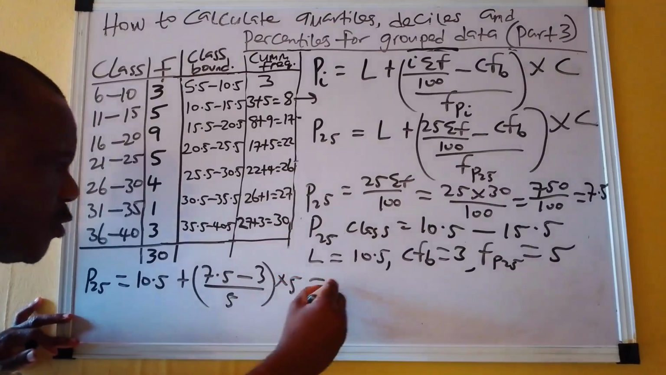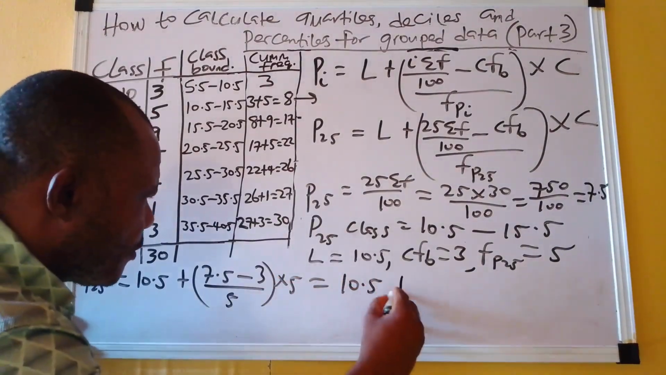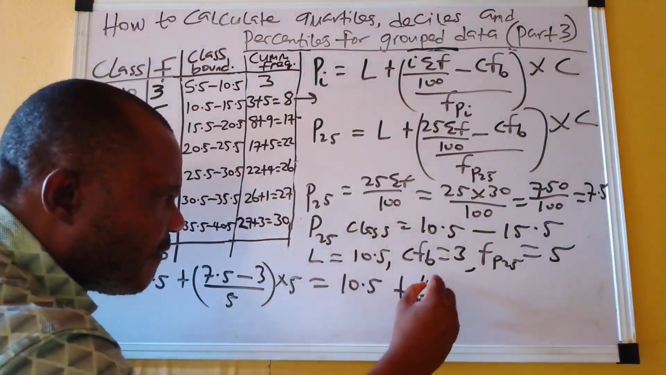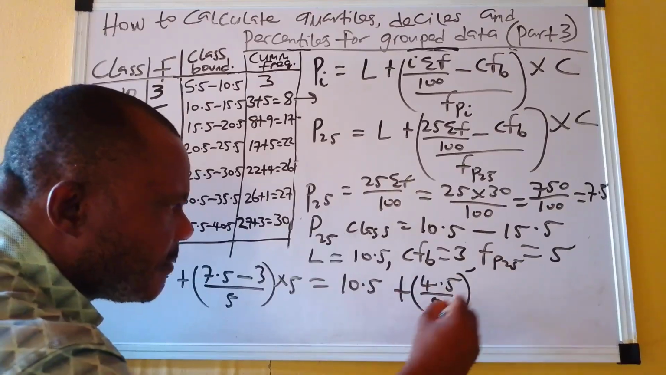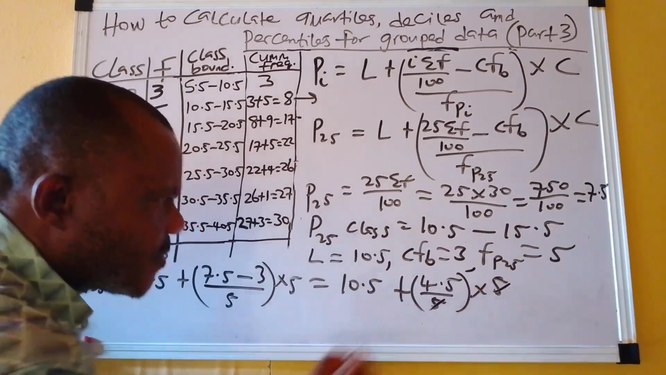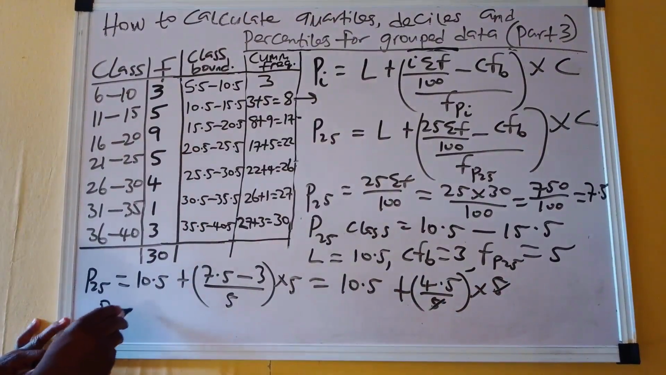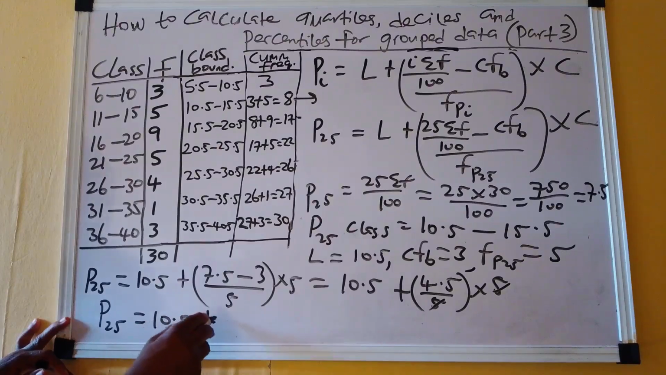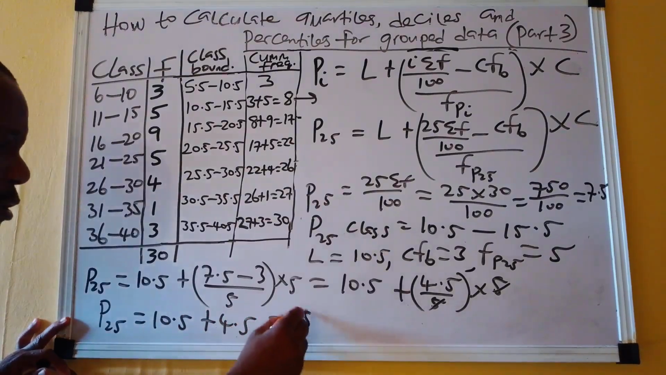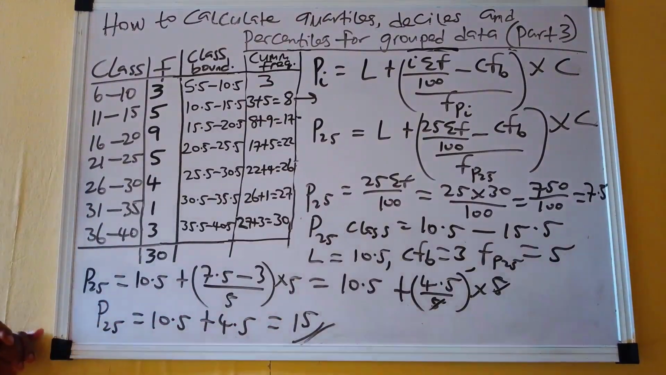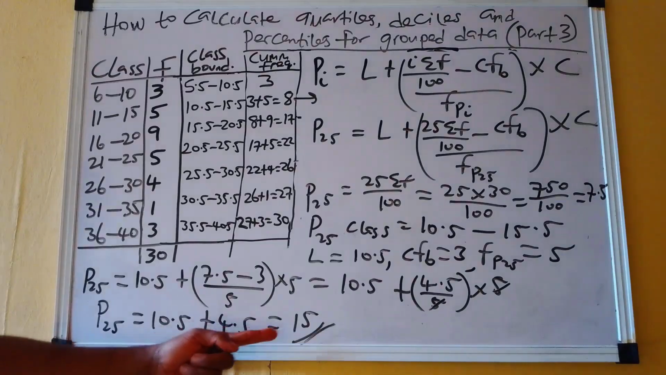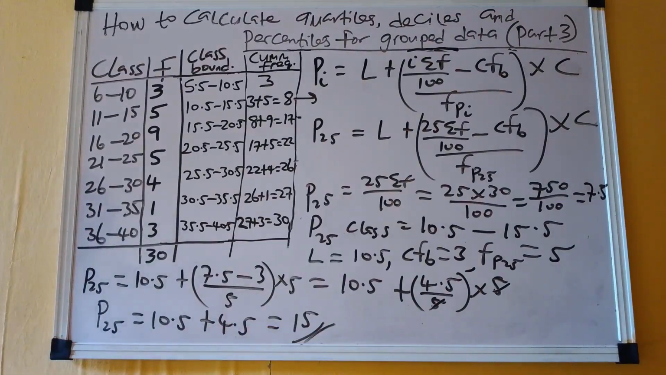Then times 5. So this will be 10.5 plus 7.5 minus 3, which is 4.5, all over 5, times 5. You can see this 5 will cancel this 5. So our P25 is equal to 10.5 plus 4.5, and that is equal to 15. And you can see this is also equal to our Q1. Our Q1 is 1/4 of 100. That's the first quartile. So 1 over 4 times 100 is 25, and the P25 is 15. Our Q1 is 15. You can see that that has also been established.